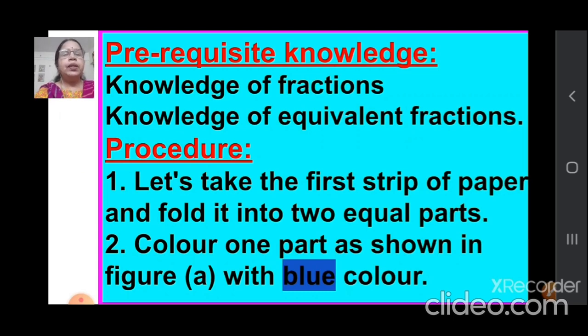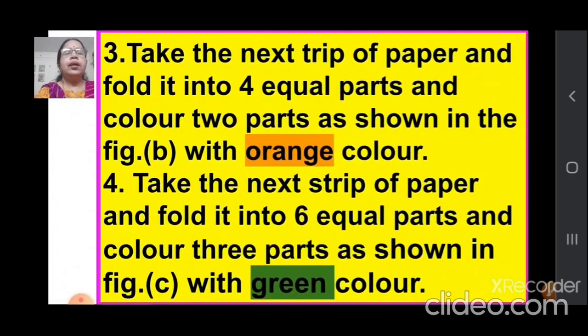First step, let's take the first strip of paper and fold it into 2 equal parts. Second one, color one part as shown in the figure A with blue color. Then third step, take the next strip of paper and fold it into 4 equal parts and color 2 parts as shown in figure B with orange color. Children, you can use any other color of your choice, but 4 different colors should be used for each strip.